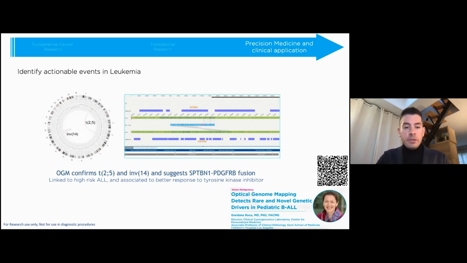Well, first of all, because the fusion of PDGFRB with this gene, SPTBN1, has never been described in B-ALL before, but only in very few cases of another hematological malignancy. And hence, it wasn't expected in this type of ALL, and this is why it was absent from their OncoKids panel.